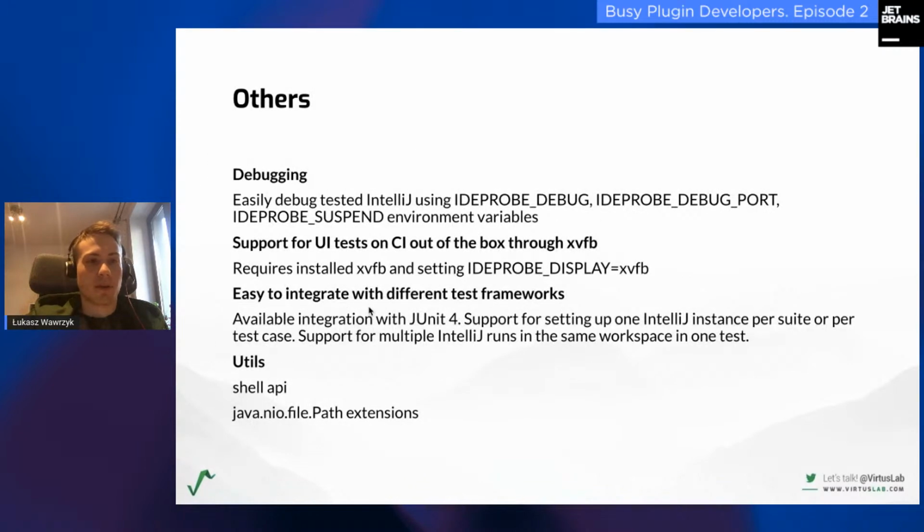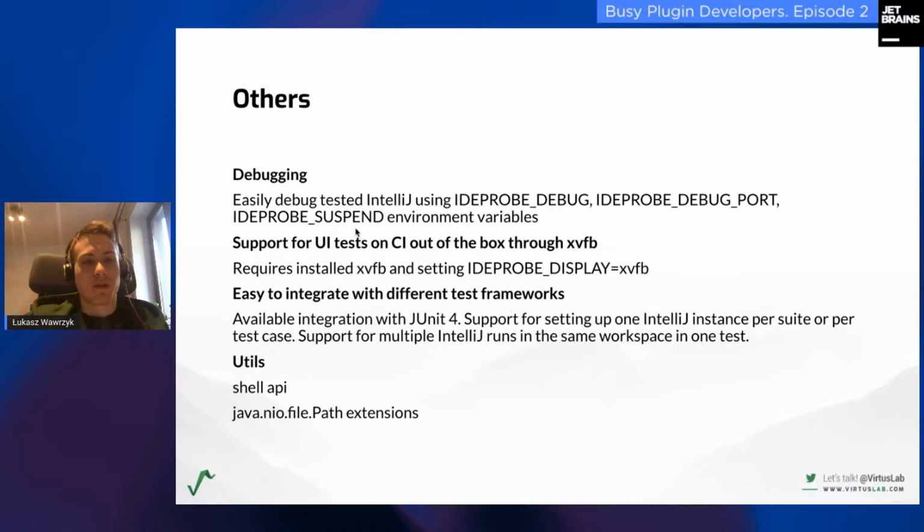Other things that we have, debugging. So you can easily debug your tests without a problem just by starting a debugger with your test. But if you want to debug the IntelliJ that is started by ide-probe, you can just set ide-probe debug equals true as an env when starting tests, and it will start IDE in remote debug mode, and you can attach to it. You can change the port or make it suspend if you need.